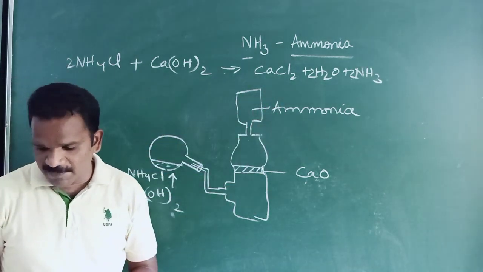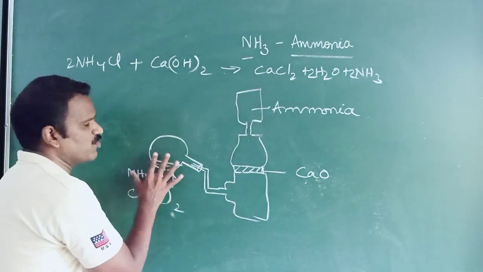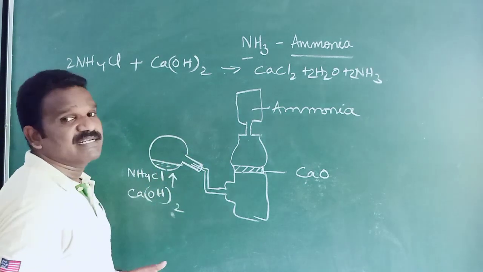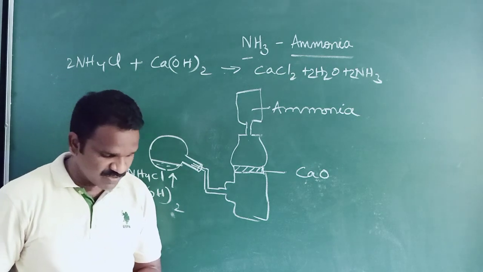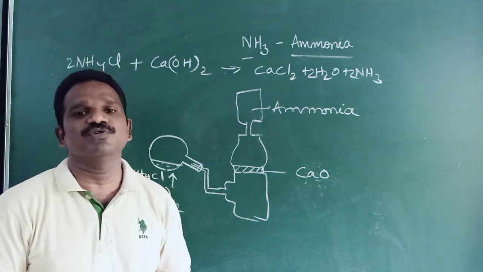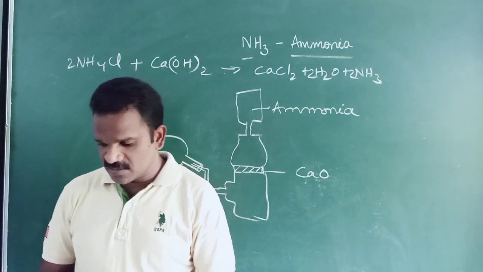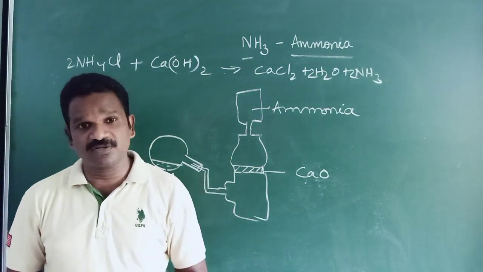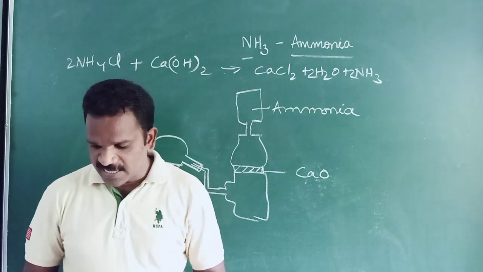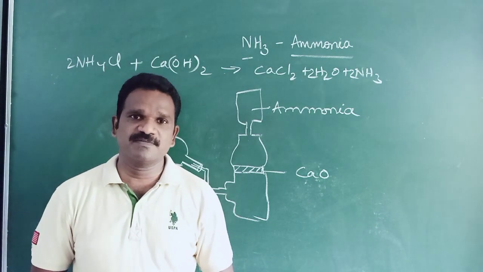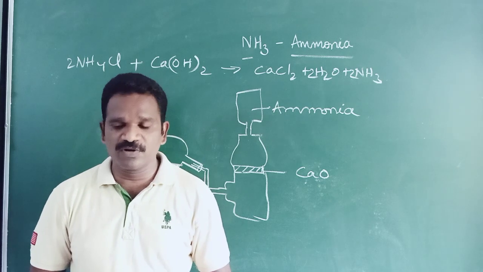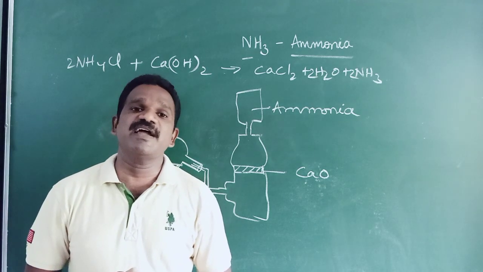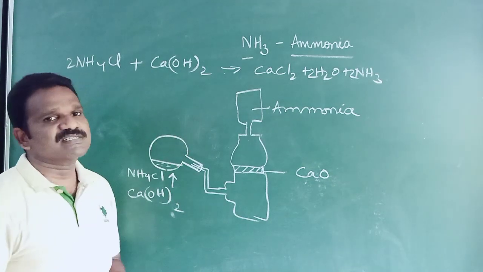If you see the apparatus, you can see one round bottom flask here. This round bottom flask, as I told, we have to put in a tilted position. Firstly, ammonium chloride and calcium hydroxide are finely ground and taken in a round bottom flask, fitted in a slanting position.